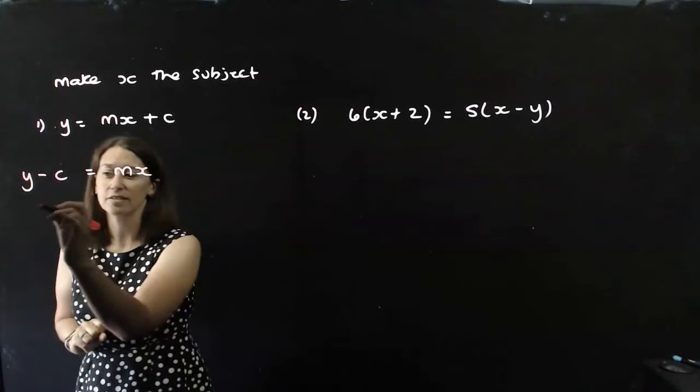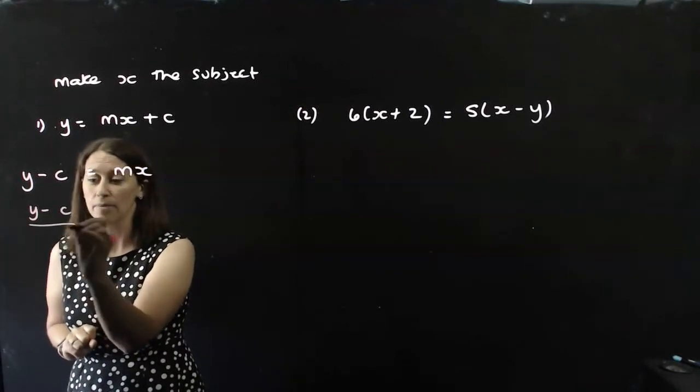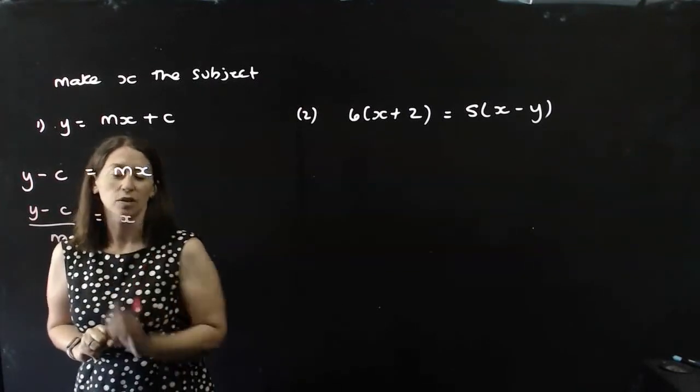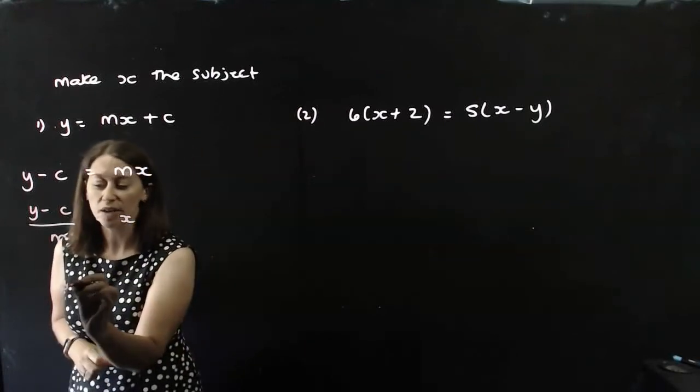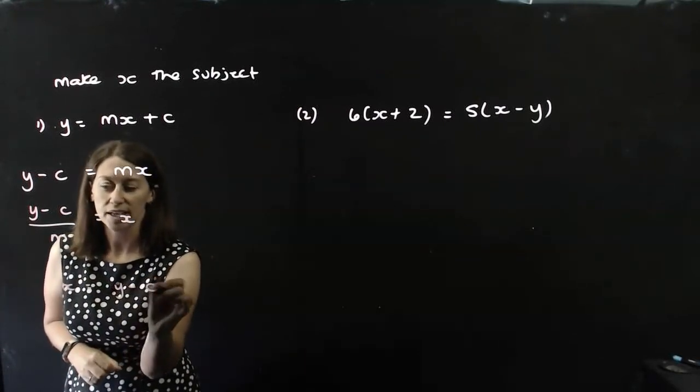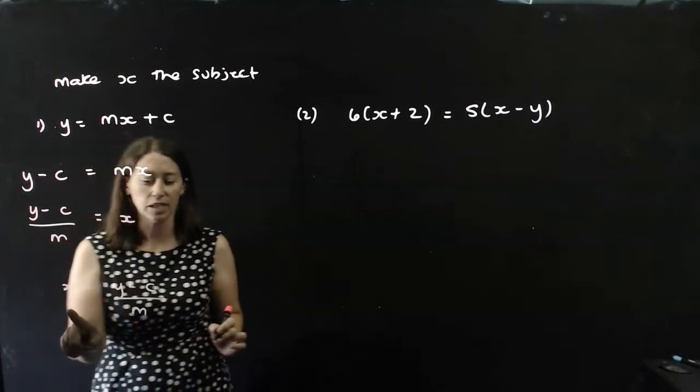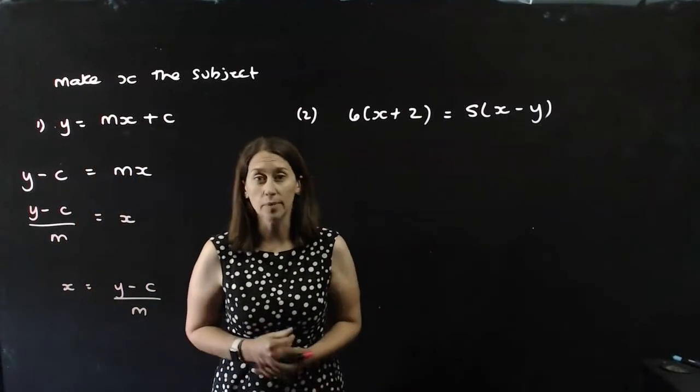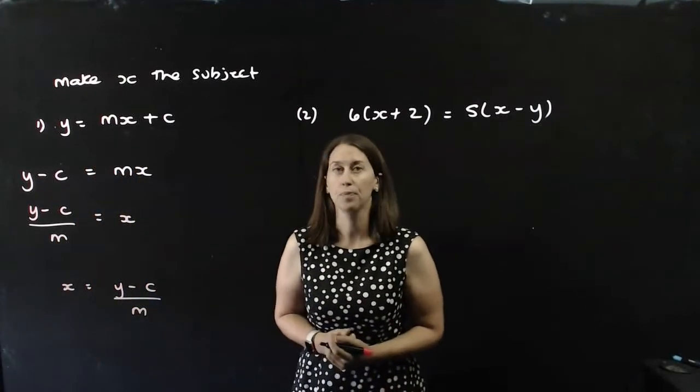Now to isolate x alone, I need to divide by m. So I'm left with x on its own. Remember, we can simply write that the other way around to make sure that x is on the left-hand side. So x equals y minus c divided by m.